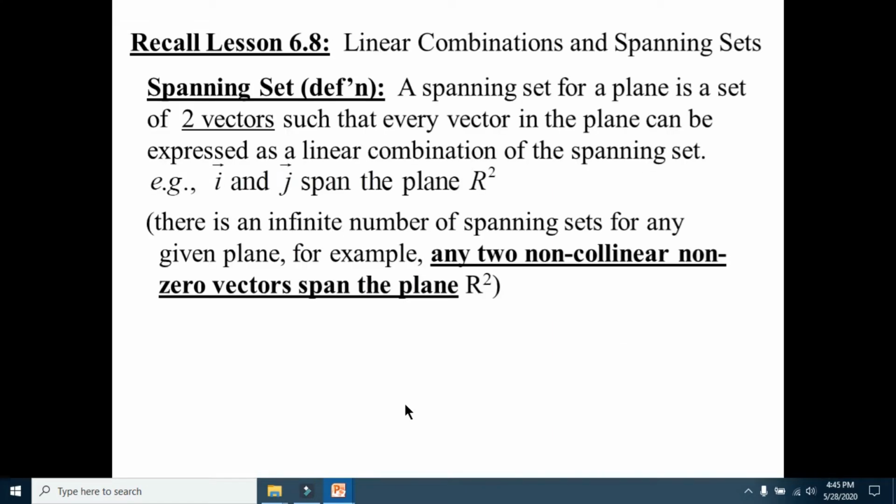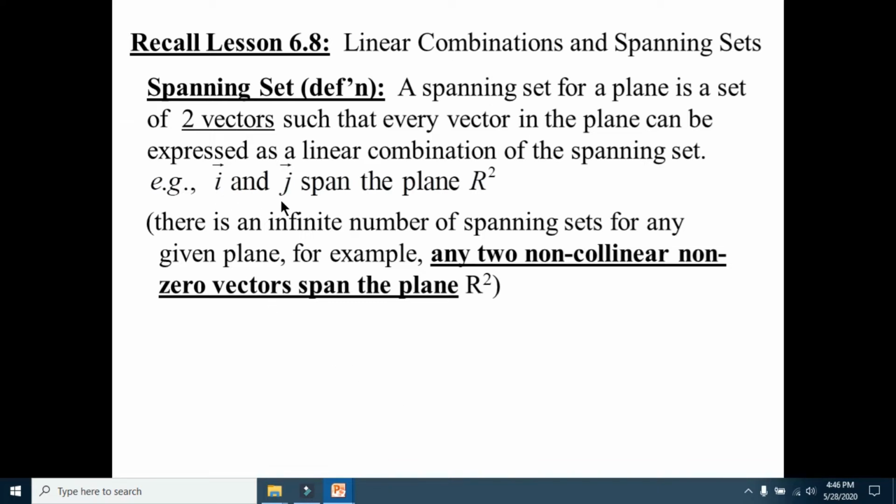Recall lesson 6.8 from 2 chapters ago. It was about spanning sets. A spanning set for a plane is a set of 2 vectors such that every vector in the plane can be expressed as a linear combination of the spanning set.